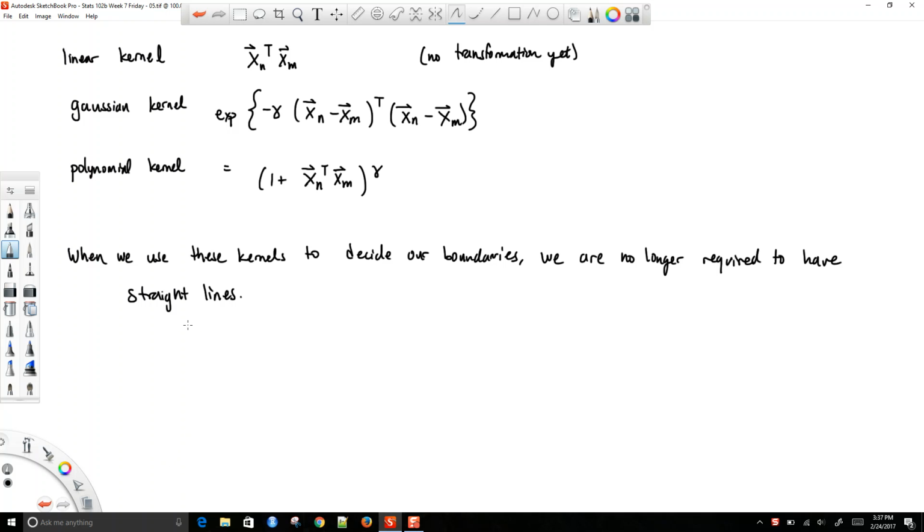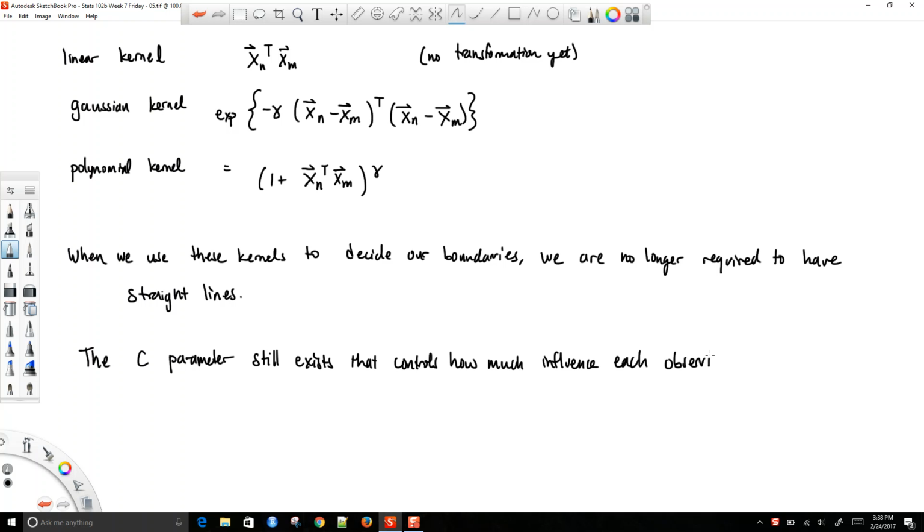And then there are also additional parameters that allow us to adjust how much influence each data point has. The C parameter still exists, and it controls which influence each observation in the training data has.